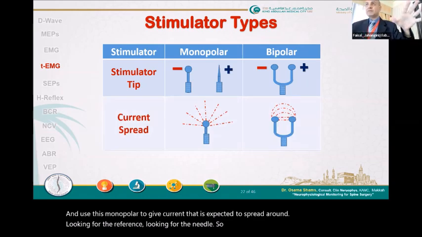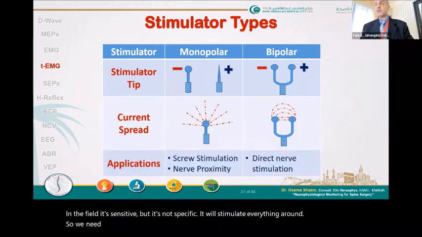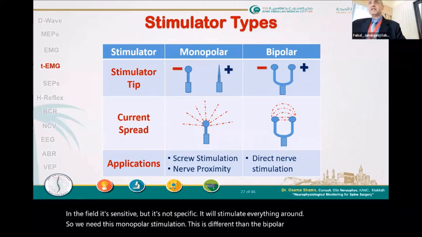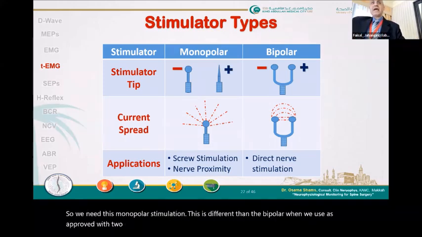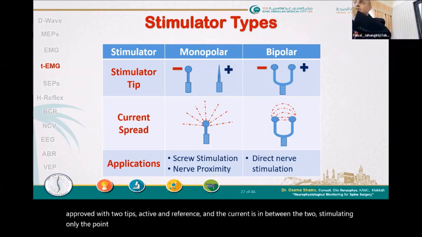So it is sensitive in the field, but it's not specific. It will stimulate everything around. This is different than the bipolar, when we use a probe with two tips, active and reference, and the current is in between the two, stimulating only the point where you touch. Is it nerve root or anything else?